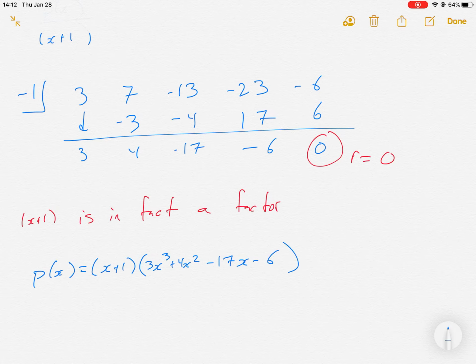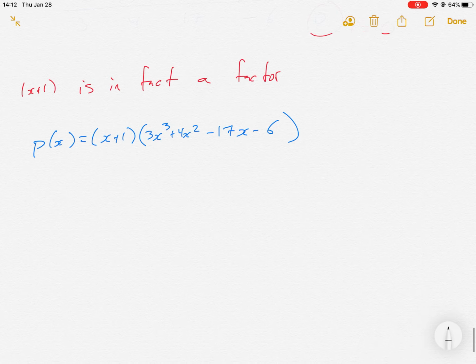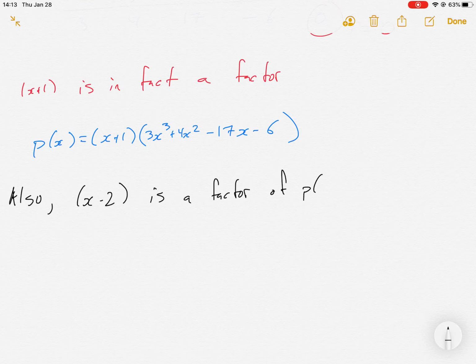So I'm at a point now, let's say this was a problem where you're trying to find all the zeros of p of x. You have now one of them in that x plus 1, but we are missing one for the 3x cubed plus 4x squared minus 17x minus 6. So I'm going to give you a little bit more information. I'm going to also tell you that x minus 2 is a factor of p of x.